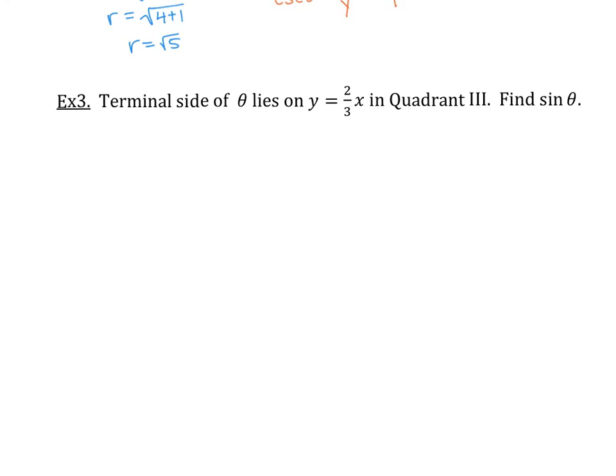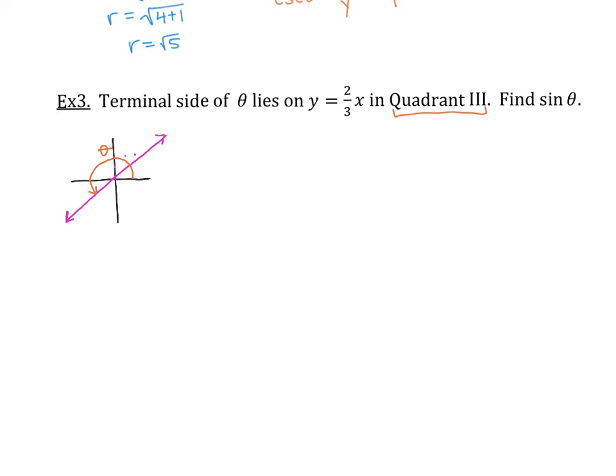Okay, now there's several ways I could do this. Let me just think about the situation first. Okay, y equals 2/3 x is a line. The y-intercept is 0. If I go up 2 over 3, and I draw my line, I want the terminal side of theta to lie on this line, and I know it's going to be in quadrant 3. So this is telling me that theta is going from here all the way to quadrant 3. Do I need all that information? No, I just need one ordered pair on that line that is in quadrant 3.